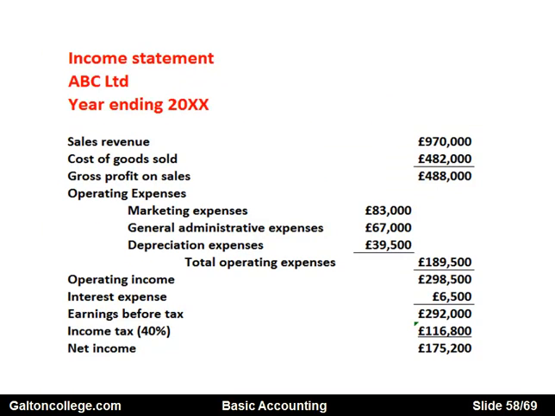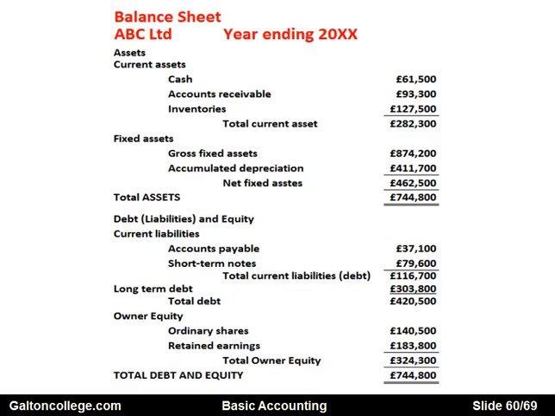If we look at the accounts now, the total assets of 744,800 balances with the total debt and equity of 744,800. So that's the balance sheet, and the balance sheet balances. Should be no surprise in that.